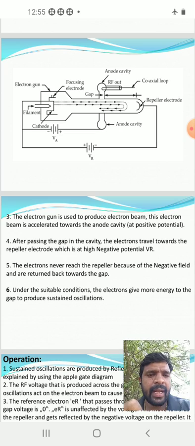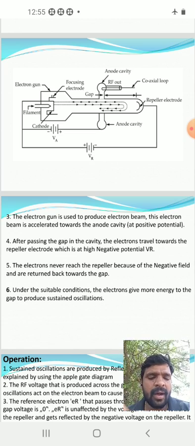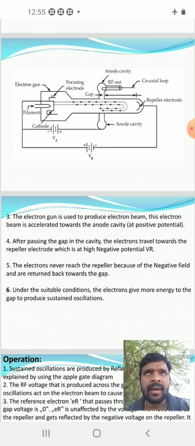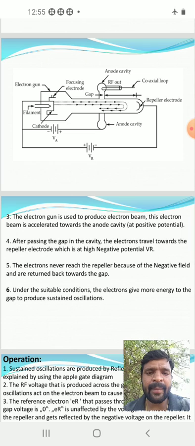Here the repeller electrode is at highly negative potential and the electrons are also negative. So by Coulomb's first law, like charges repel and unlike charges attract. In this way, the electrons do not touch or reach the repeller electrode. Before touching the repeller electrode, the electrons are returned back towards the anode or cathode.